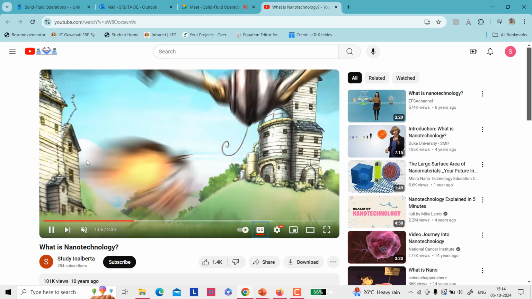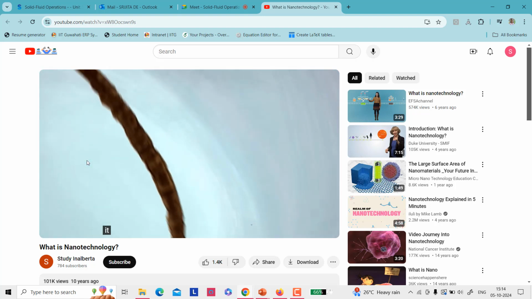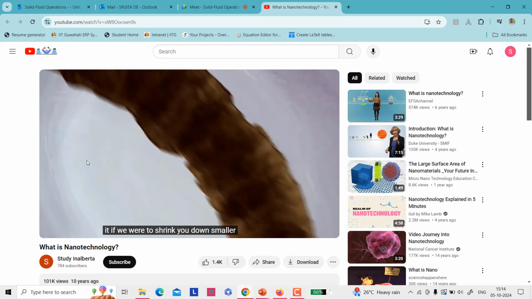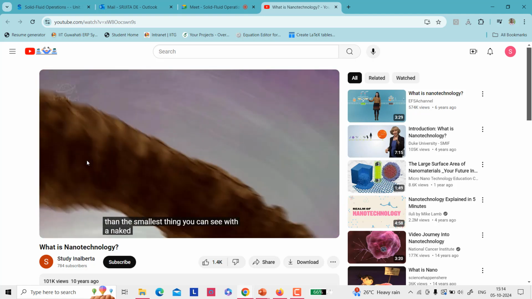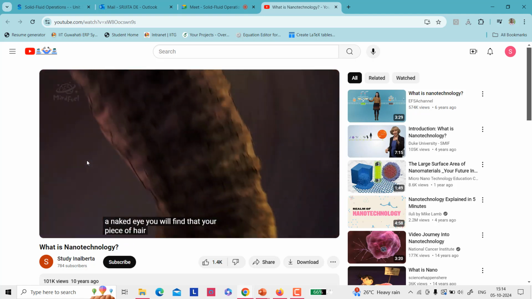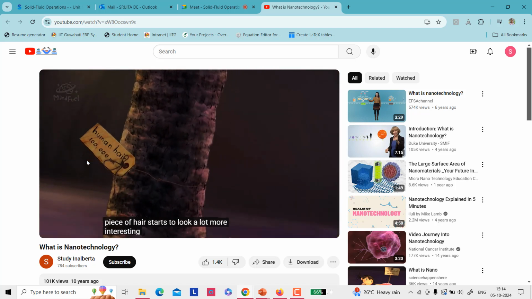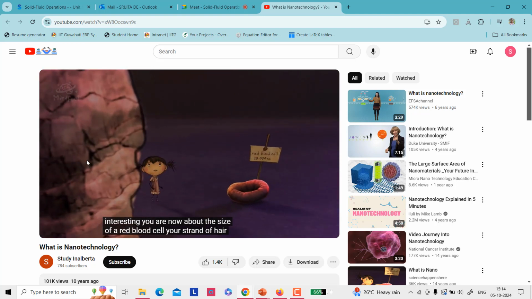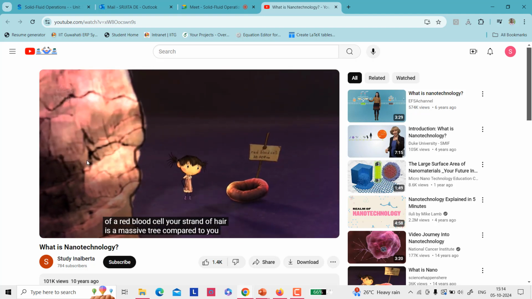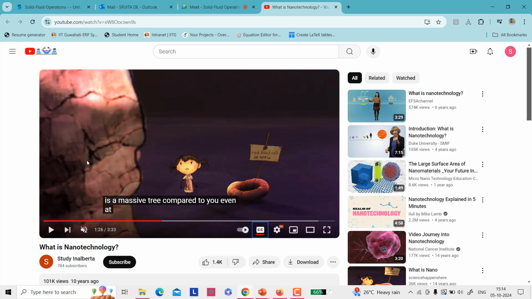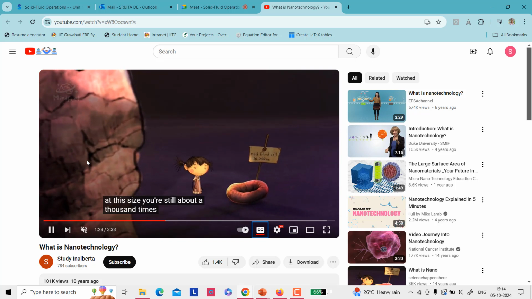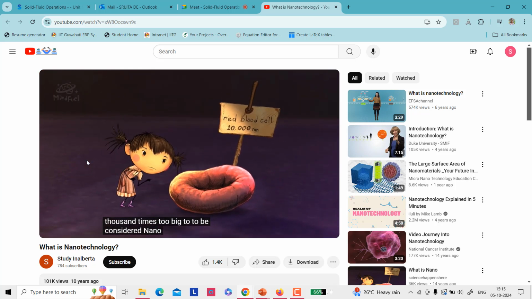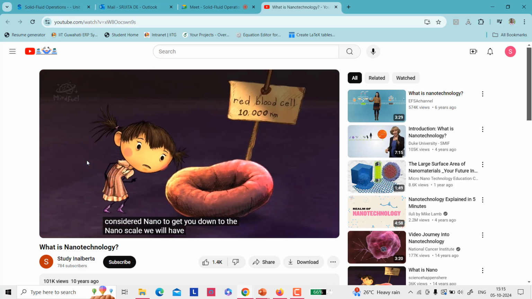To shrink down smaller than the smallest thing you know, beyond the naked eye, you find that your piece of hair starts to look a lot more interesting. You are now about the size of a red blood cell. Your strand of hair is a massive tree compared to you. Even at this size, you are still 1,000 times too big to be considered nano. To get you down to the nanoscale, you will have to shrink to about 100 nanometers tall.